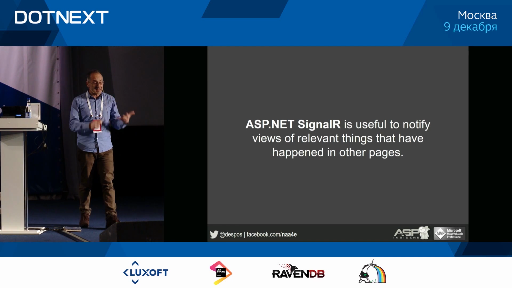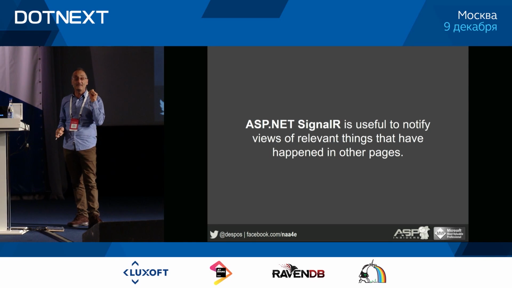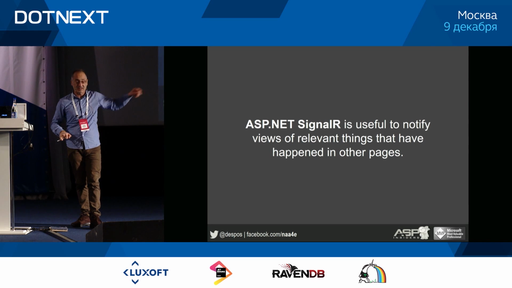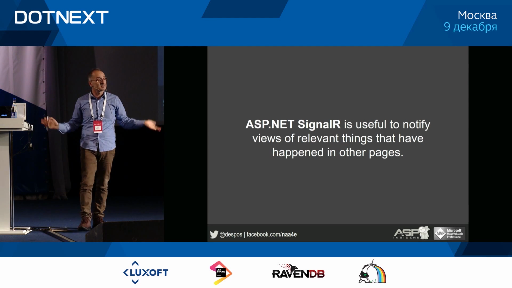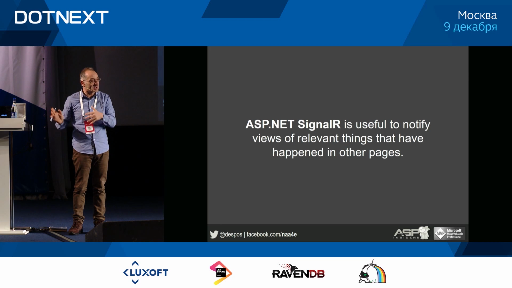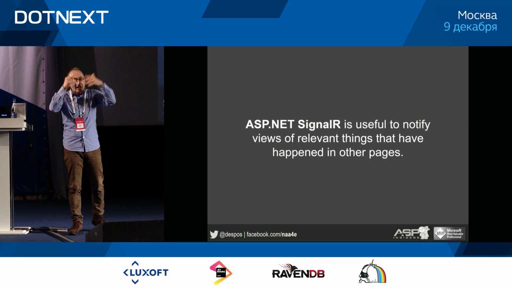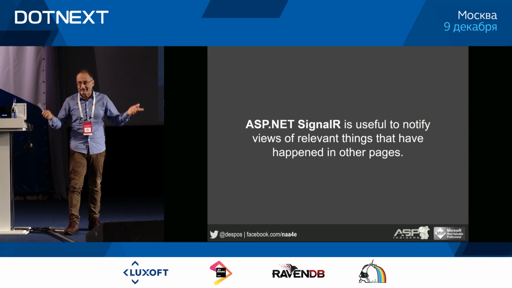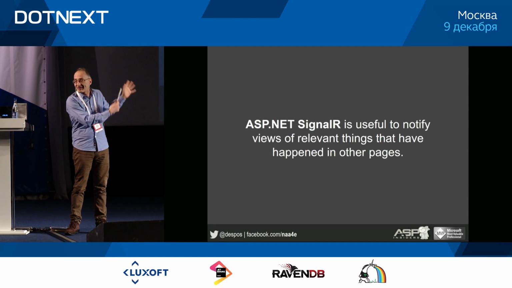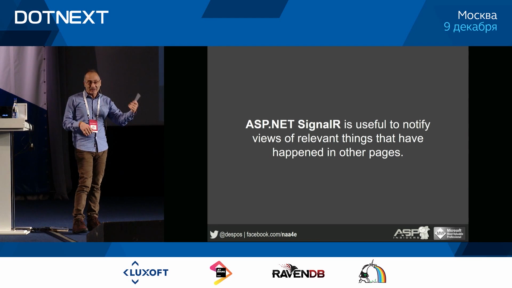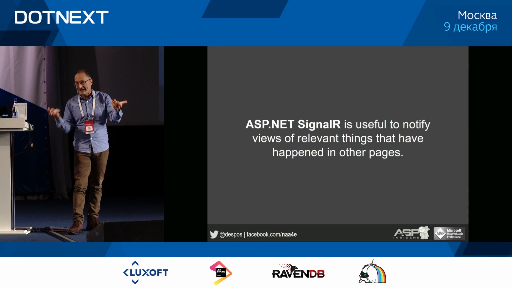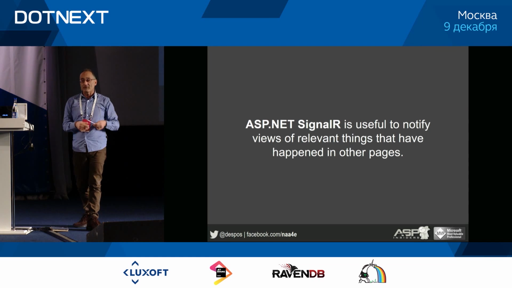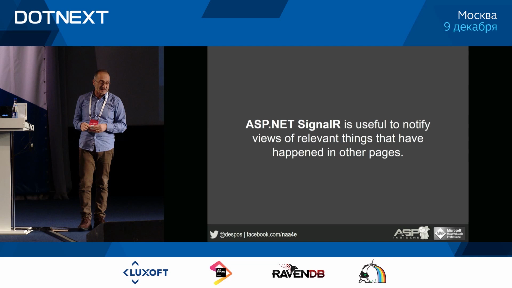More in general, SignalR is great to notify views of relevant things that have happened in other pages. Facebook. I don't know if Facebook is really using SignalR, or given the numbers they have, they probably use WebSockets directly or other protocols. So if Stack Overflow does all the magic they do to optimize and squeeze every little bit of performance, I guess that Facebook, which is immensely larger as a company than Stack Overflow, probably does analogous things.